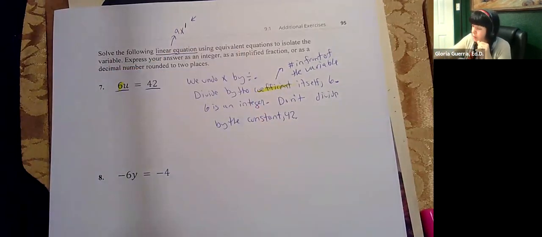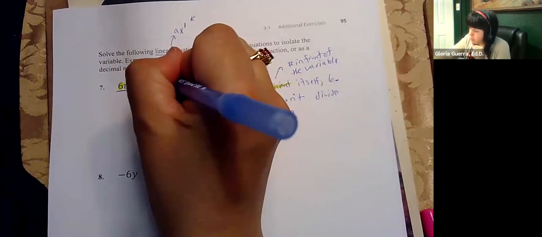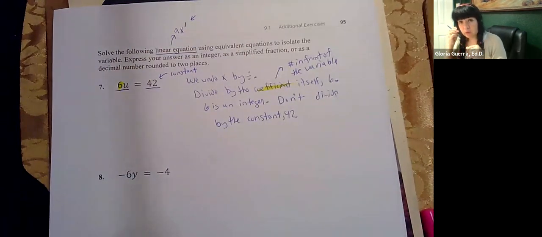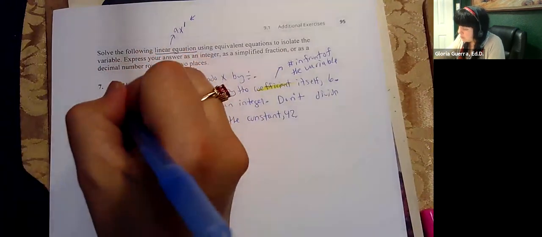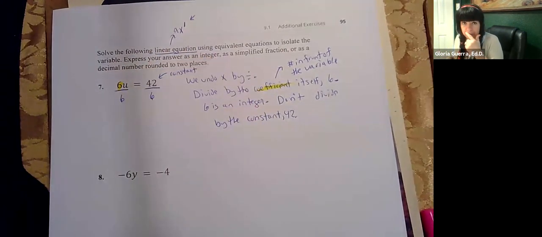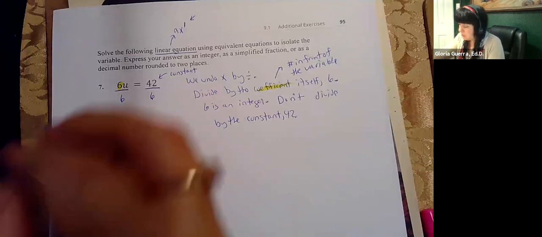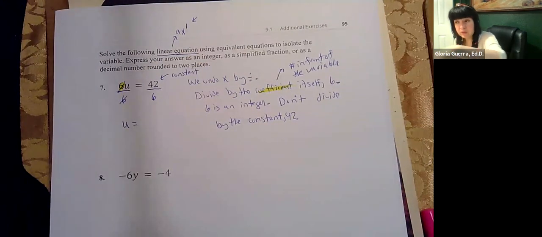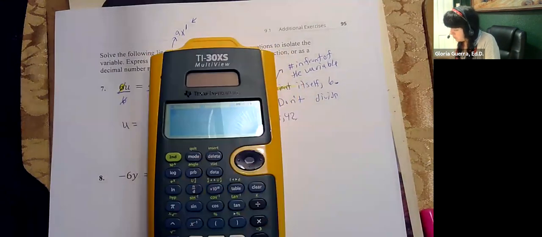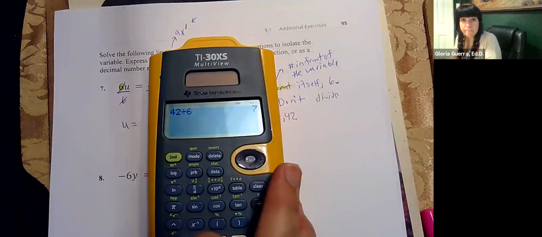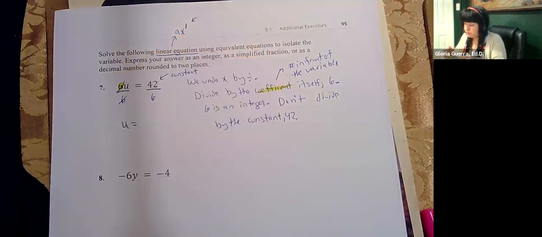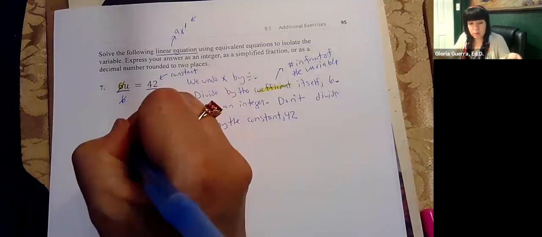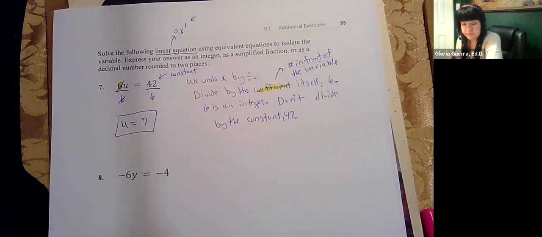Don't divide by 42. Why? Because 42 is a constant, and the rule doesn't say divide by the constant, the rule says divide by the coefficient. So you want to divide by 6. Don't do 6u, you're dividing by 6. These divide out. And then 42 divided by 6 gives you 7. So you have u equals 7.